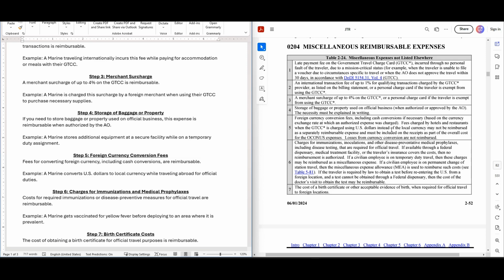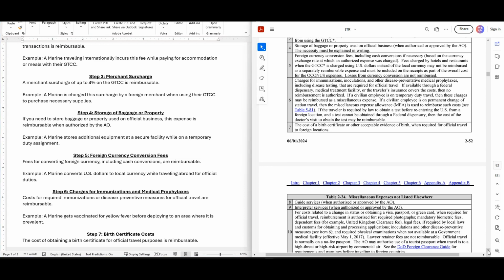The local currency may not be reimbursed as a separate reimbursable expense, but must be indicated on the receipt as part of the overall cost of the occurrence expenses. Now, to identify this, it's really good to have your government travel charge card or your bank statement in general, as they usually will show you the cost of the local currency that it was charged and then how they converted that to the U.S.